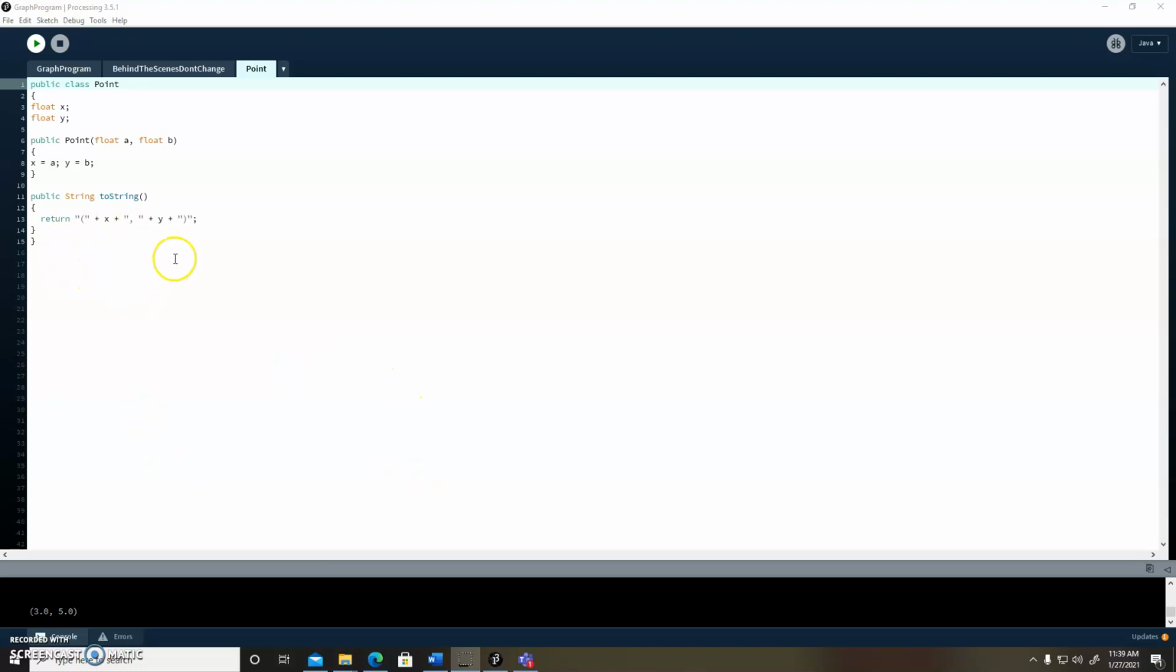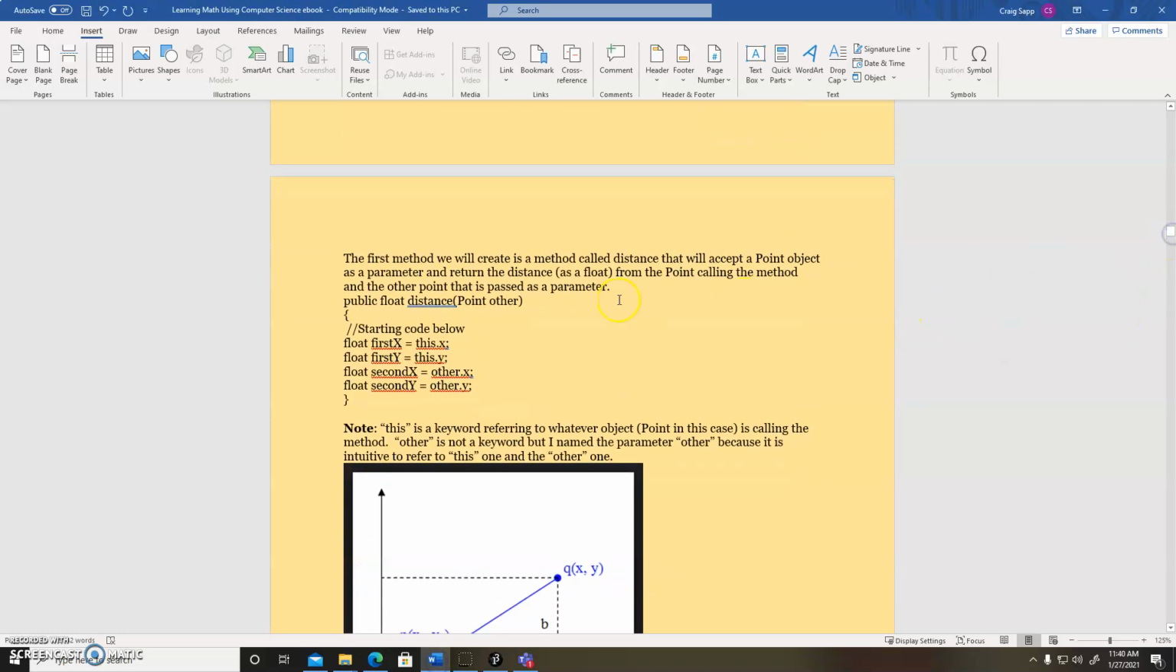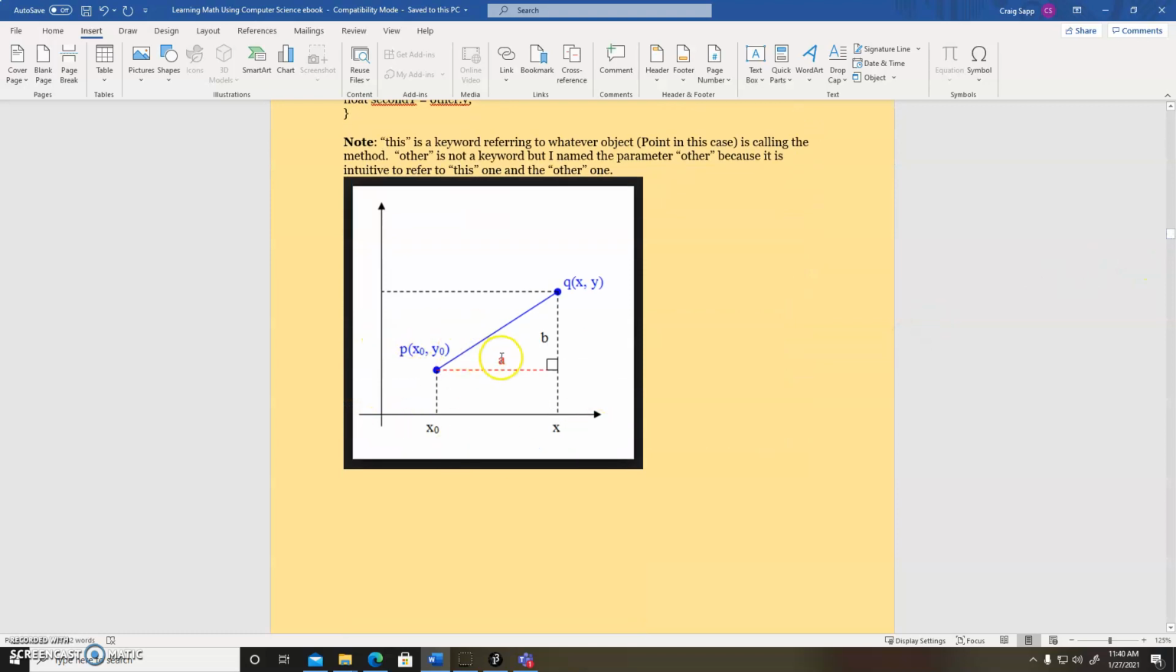Okay, so we're going to do the distance method here, finding the distance between 2 points. Let me give this diagram here. The distance formula is really just the Pythagorean theorem. You get this horizontal distance between the 2 points. It's called A here. And you get this vertical distance, which would be like y minus y0 in this diagram.